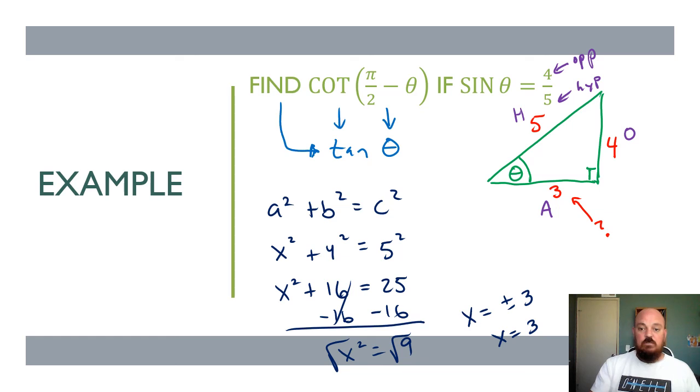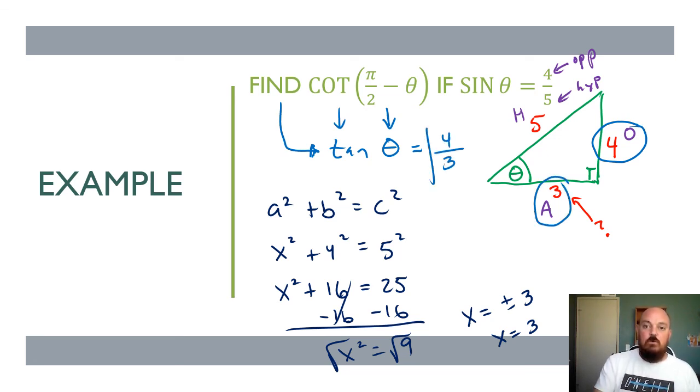And now we're ready to actually answer the question. So remember, what I'm trying to find is tangent theta. We figured that out at the very beginning. Tangent theta from SOHCAHTOA is O, opposite, over A, adjacent, 4/3. And that's the answer to the question. So answering the question part was easy.